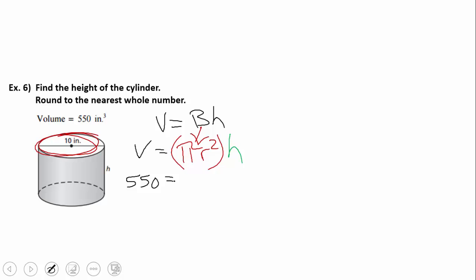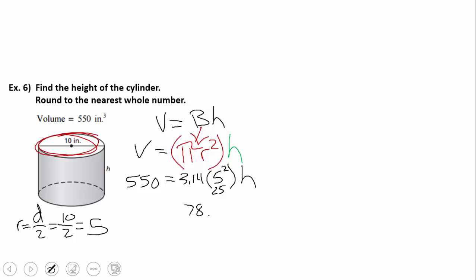And that's equal to 3.14 times the radius. And we didn't get the radius. Once again, they give us the diameter. So diameter divided by 2, 10 divided by 2, that's 5. So we're going 5 squared. And we're going to multiply that by the height. 5 squared is 25. 25 times 3.14 is 78.5 times the height is equal to the volume of 550.